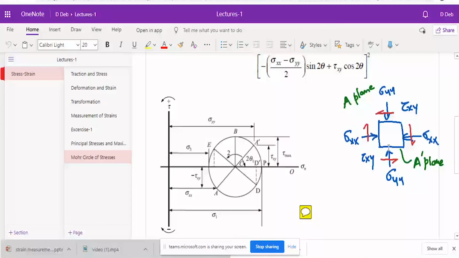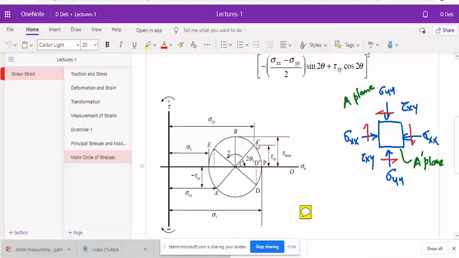Now with this concept, I take the plane A, where we have sigma xx and tau xy. This vertical plane is rotating clockwise, so the tau xy value you will take as negative. So this becomes sigma xx and negative tau xy. Because it is clockwise rotation, tau is negative. Now in the A dash plane, sigma yy is my sigma n, and this plane is rotating counterclockwise, so this tau xy will be positive. So you have to plot these 2 points here.